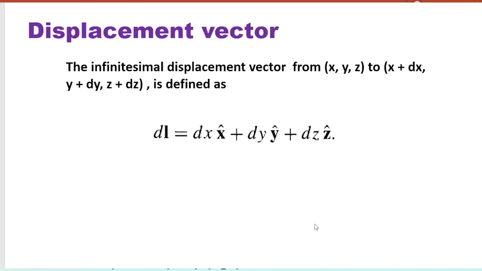It is denoted by dl vector, and it is a small or infinitesimal displacement vector from the point x, y, z to x plus dx, y plus dy, and z plus dz. So it is denoted by dl vector equal to dx x cap plus dy y cap plus dz z cap. In some books it is also written as dr vector. So it is the displacement vector. It will also be used later.